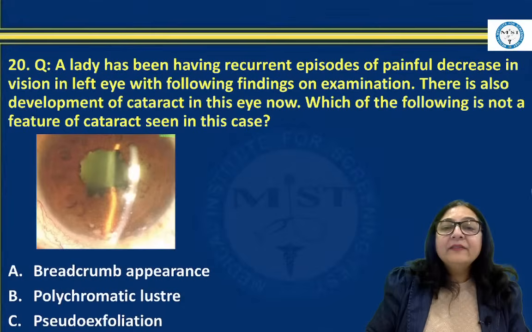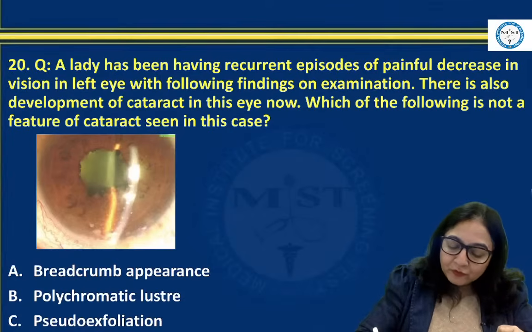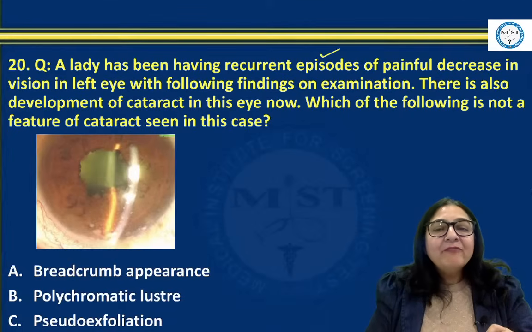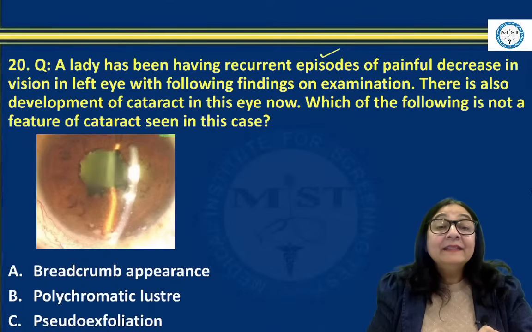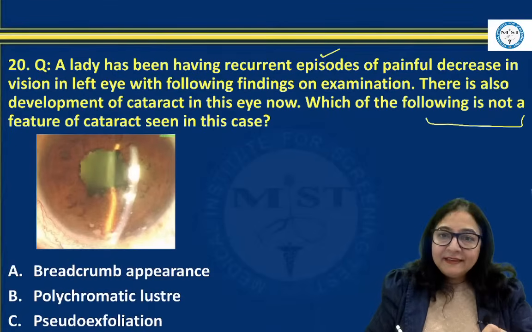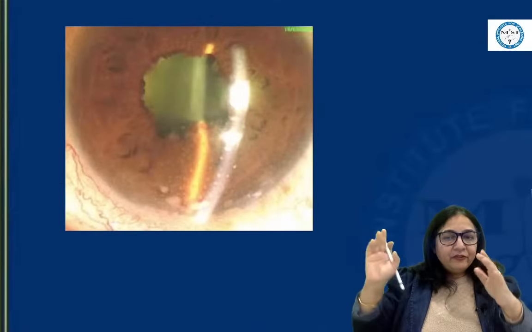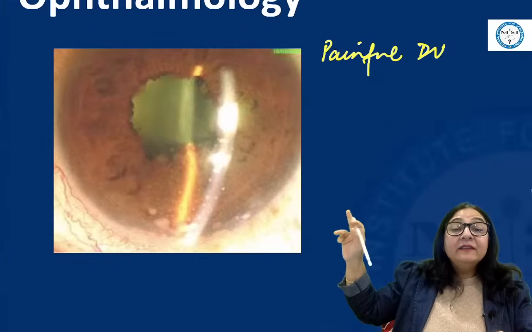Okay, let's read our question statement first of all. A lady has been having recurrent episodes of painful decrease in vision in the left eye with the following findings on examination. There is also development of cataract in this eye now. Which of the following is not a feature of cataract seen in this case? So first of all, have a look at the findings which are shown here. Patient having painful decrease in vision, and these are the findings which you are seeing here.